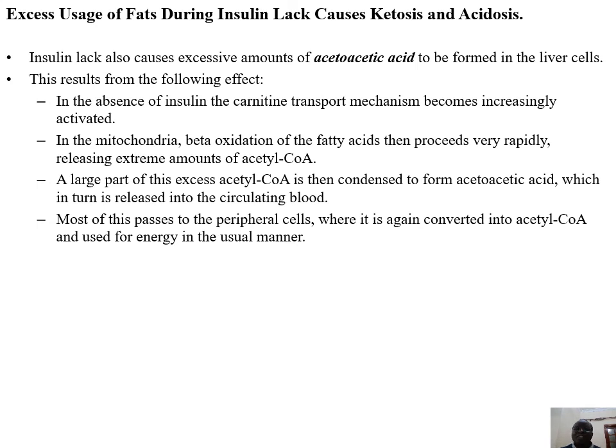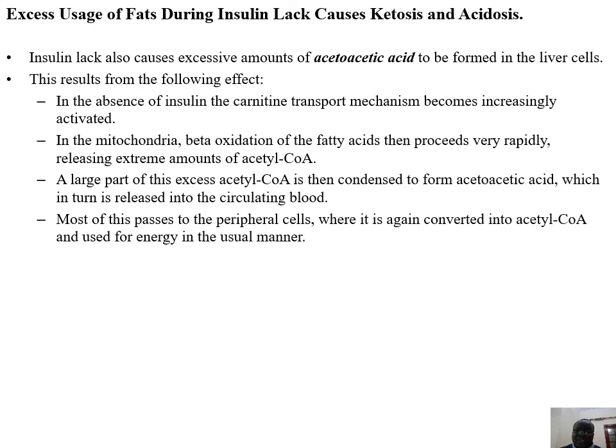So here now we have beta oxidation of fatty acids, because you don't have glucose, there is no pyruvate. There will be beta oxidation of fatty acids that will be converted into acetyl coenzyme A. A larger part of this excess acetyl coenzyme A is then condensed to form acetoacetic acid, which in turn is released into the circulating blood. So once the acetyl coenzyme A is converted into acetoacetic acid, it will be released into the circulating blood.